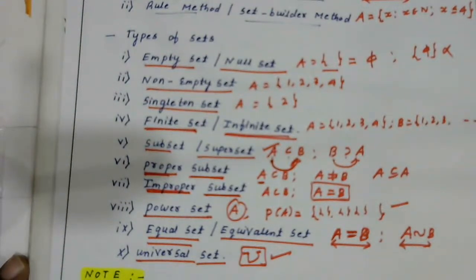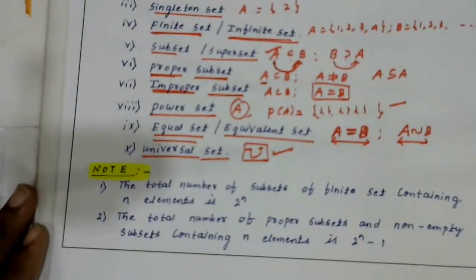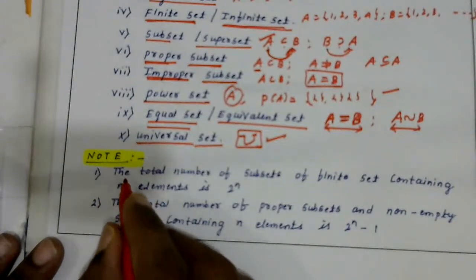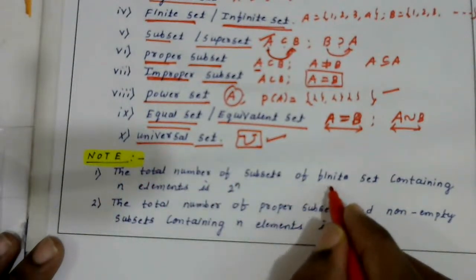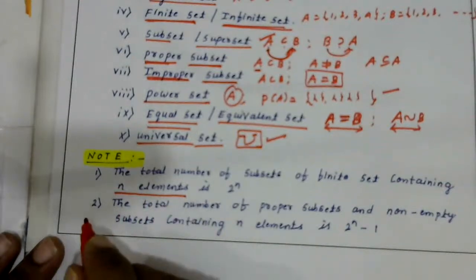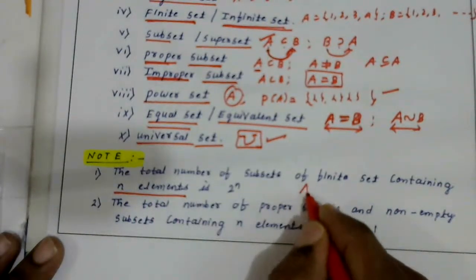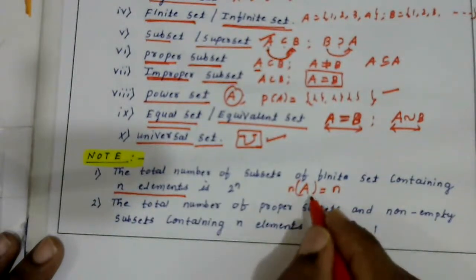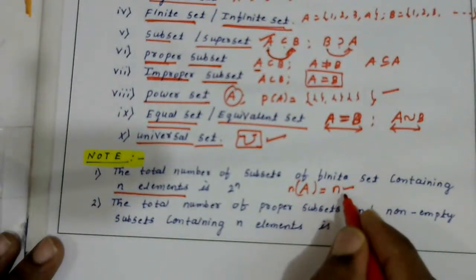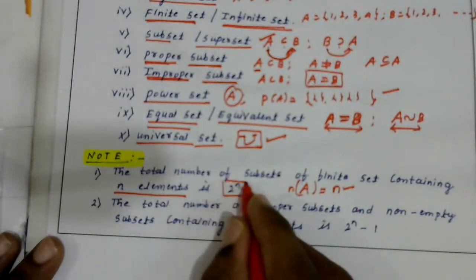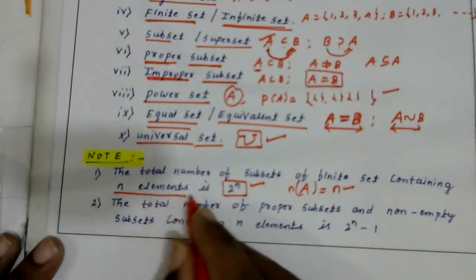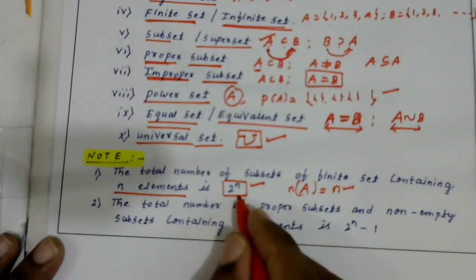And two important notes related to sets. You are all aware of the possible number of subsets you can write. The total number of subsets of a finite set containing n elements, right? Suppose n of A is equal to n, the set A has n elements, then how many possible subsets can you write? 2 power n. So the total number of subsets for a set A containing n elements is 2 raised to n.